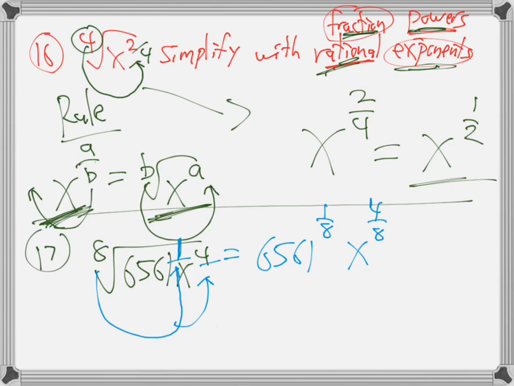Now, use your calculator: 6561 to the 1/8. I'm betting it's 3. So do that in your calculator. I'm betting it's 3, and then this is x to the half, right? Because 4/8 is just a half. So do that in your calculator. Are we good there? Did we get that okay?